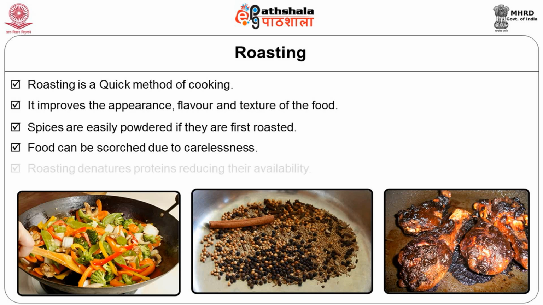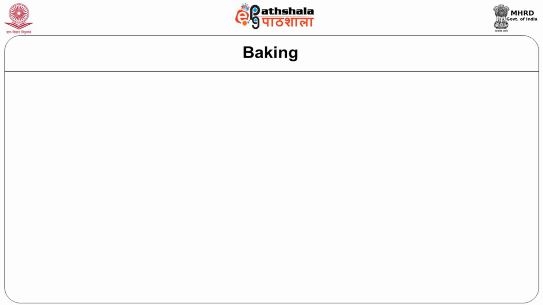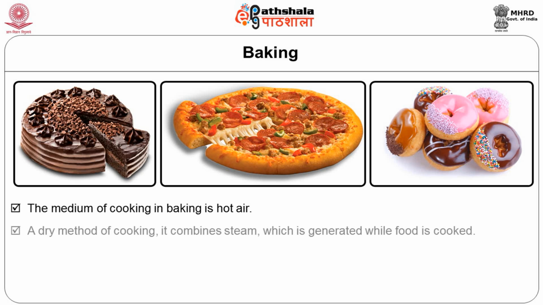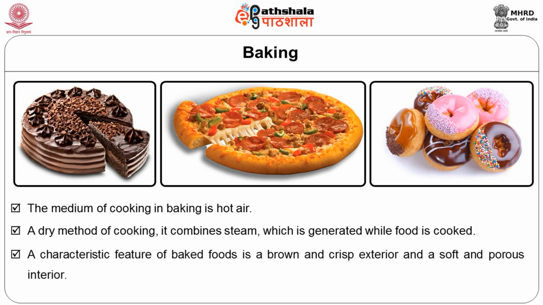The next method of preparation is baking. The medium of cooking in baking is hot air. A dry method of cooking, it combines steam which is generated while food is cooked. A characteristic feature of baked foods is a brown and crisp exterior and a soft and porous interior.